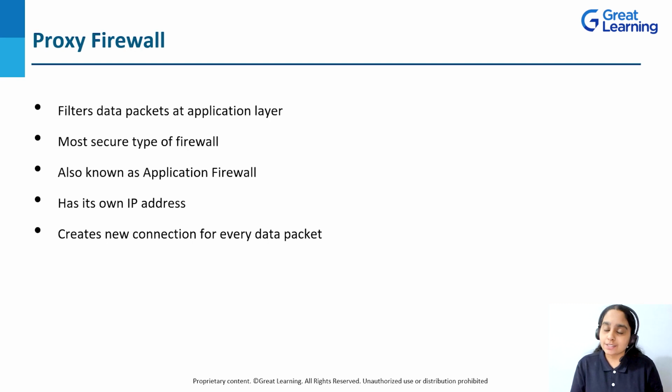Proxy firewall has its own IP address, so the external network connection cannot receive the data packets directly from the network. Proxy firewall creates a new connection for each and every data packet that it receives. Proxy firewall also protects the system from unauthorized access.